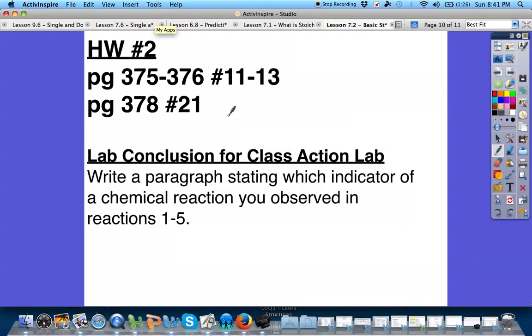Also from your lab, the class action lab where we did those 6 reactions, or you guys did 5 reactions in class, you need to write a paragraph stating which indicator of a chemical reaction you observed in reactions 1 through 5. So say, in my observations, I observed this, that indicates that a chemical reaction occurred. If you have any questions, feel free to stop by and ask me.